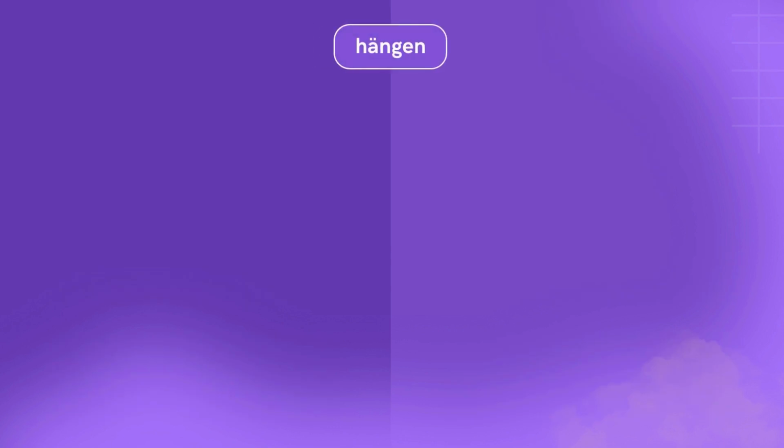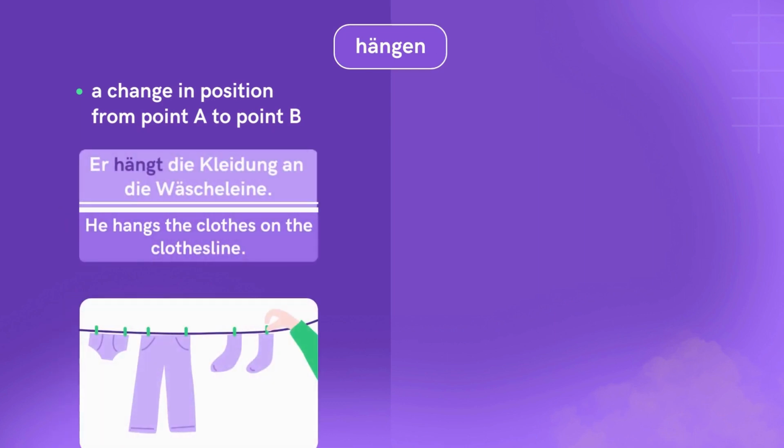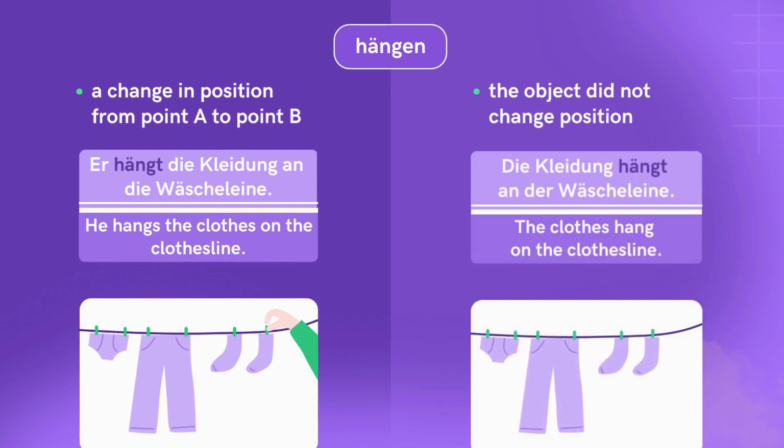Likewise, the verb hängen can have two different meanings. One implies a change in position from point A to point B, such as from the hand to the clothesline. For example, hängt die Kleidung an die Wäscheleine. The other meaning indicates that the object did not change position. For example, die Kleidung hängt an der Wäscheleine.